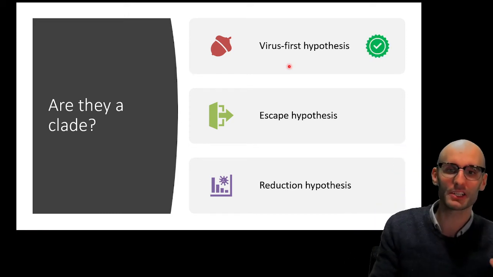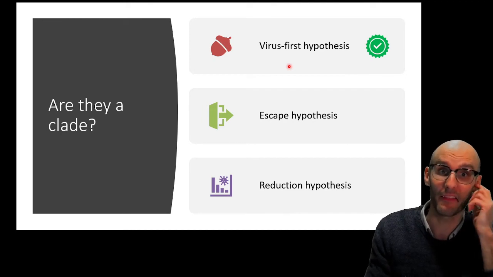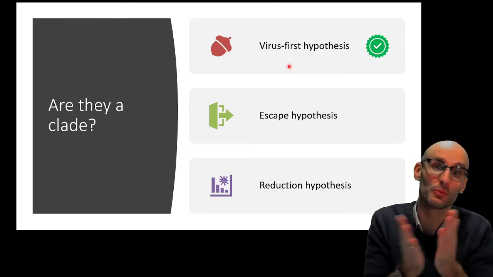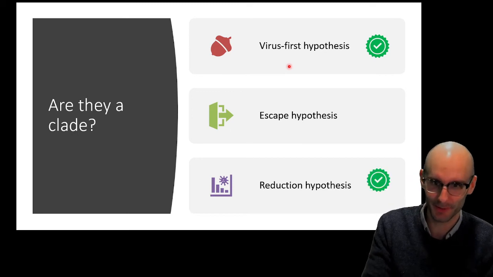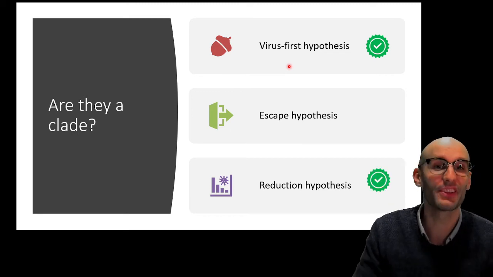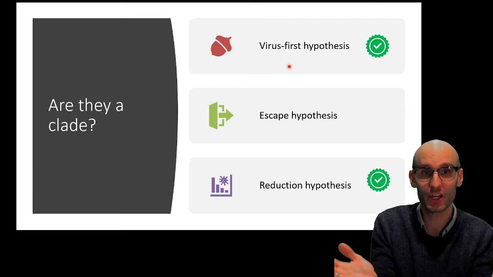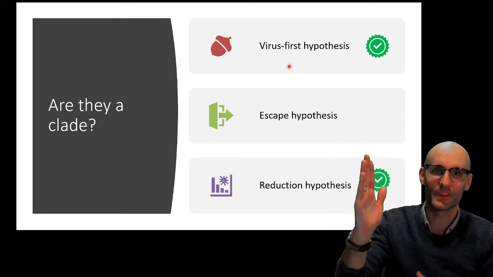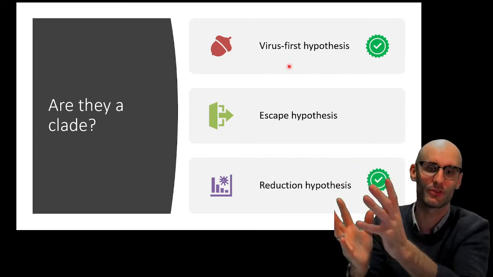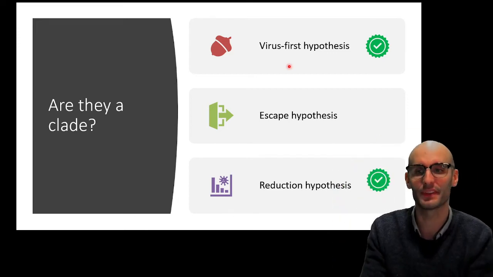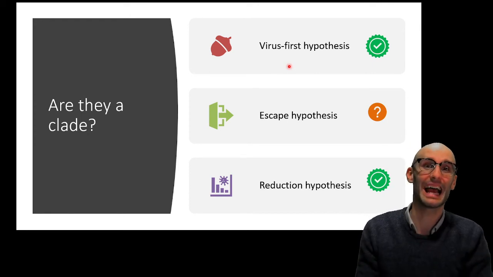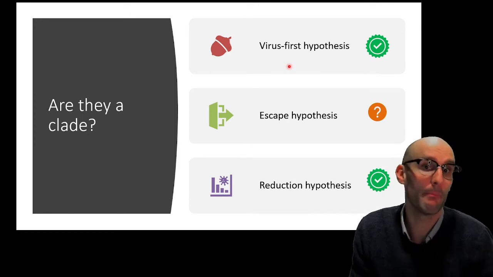With the virus first hypothesis, it seems clear that they are a clade because they are one of the branches of the tree, and viruses was the first branch, essentially. With the reduction hypothesis, again, we got that branching off, and then we got the branching of the branch, and so now we've got this big trunk that has a common ancestor of all viruses. So with the reduction hypothesis, they are a clade too. The escape hypothesis? The answer is probably, but maybe not.